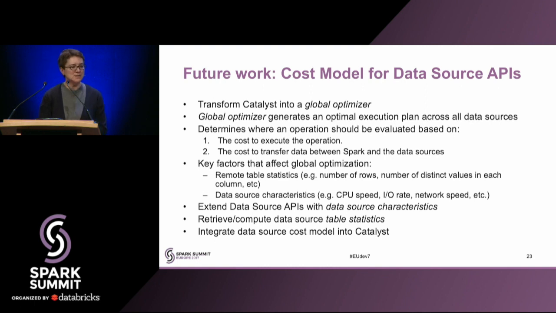A global optimizer will generate an optimal execution plan across all data sources. An operation can be executed in Spark or executed at the remote data source, depending on the cost of executing that operation and the cost to transfer data between Spark and the data source. The key factors that affect global optimizations are remote table statistics, such as the number of rows, number of distinct values, and the data source characteristics, such as CPU speed, I/O rate, and network speed.